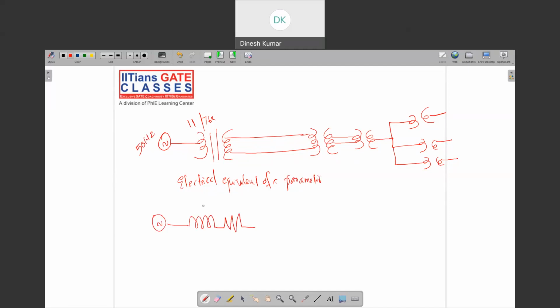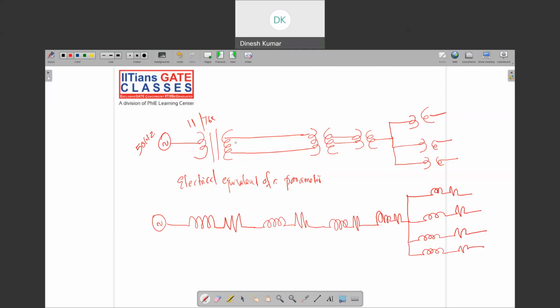For a transformer we just consider inductance and resistance. Then we have a transmission line, again resistance and inductance. Then again a transformer, then another transformer, then a series of transformers. This is the equivalent circuit. For these things we can directly put the values of the transmission line and generator. Okay, so what is the impedance of this?